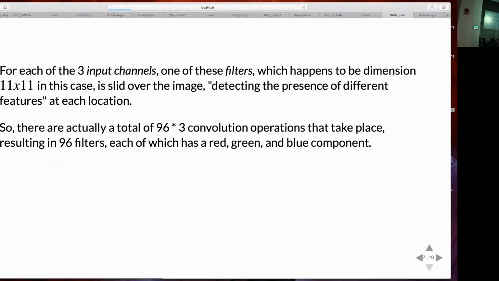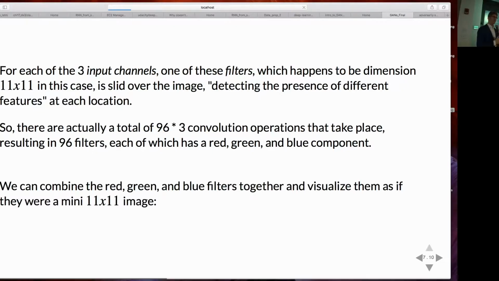The input is 224 by 224 by 3. It's by 3 because there are red, green, and blue channels. So there are actually 96 times 3 filters, and each one of the 96 filters has one component slid over the red channel, one component slid over the blue channel, and one slid over the green channel, and then that's outputted. So that's the output of doing that convolution operation. And there are 96 of these filters, and they're each 11 by 11.